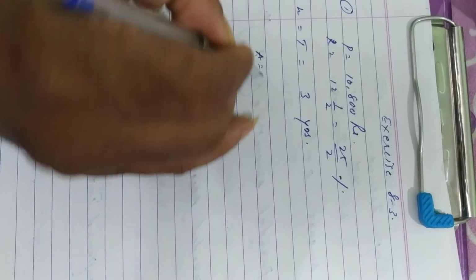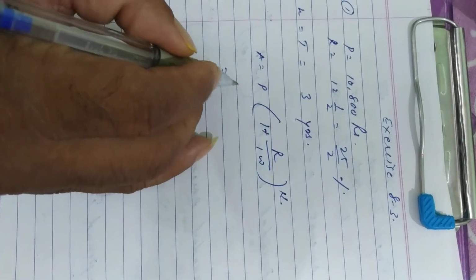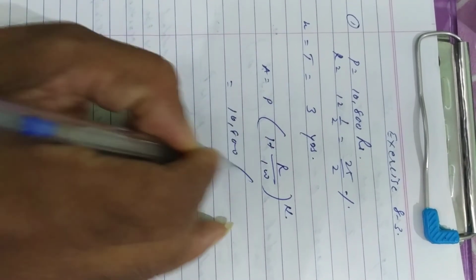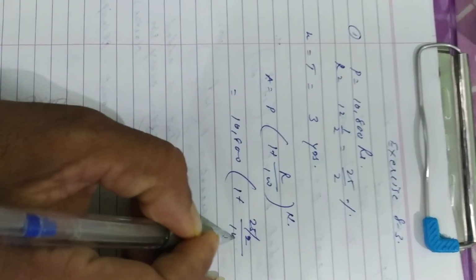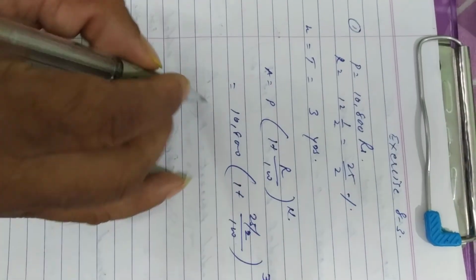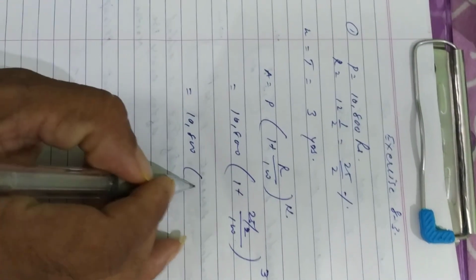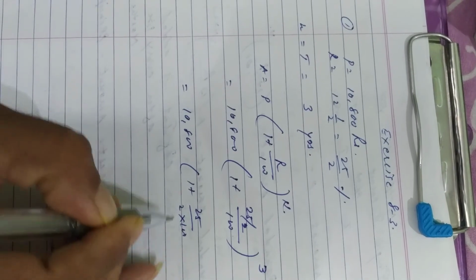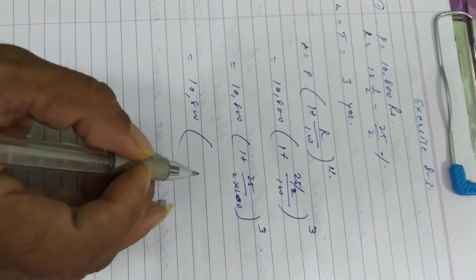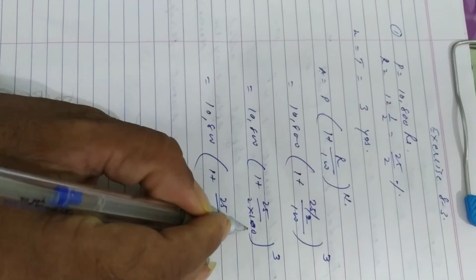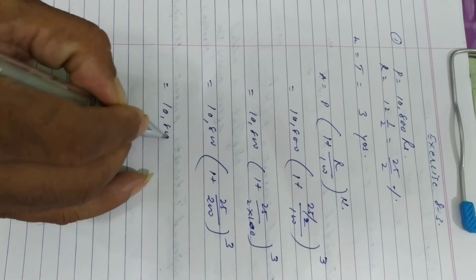In the formula, I apply A is equal to P(1 + R/100) raised to N, is equal to, now P principal 10,800 rupees, 1 plus R, so 25 upon 2 upon 100, bracket raised to 3, is equal to 10,800, 1 plus 25 upon 2 multiplied by 100, bracket raised to 3, is equal to 10,800, so 1 plus 25 upon 200, bracket raised to 3, is equal to 10,800.